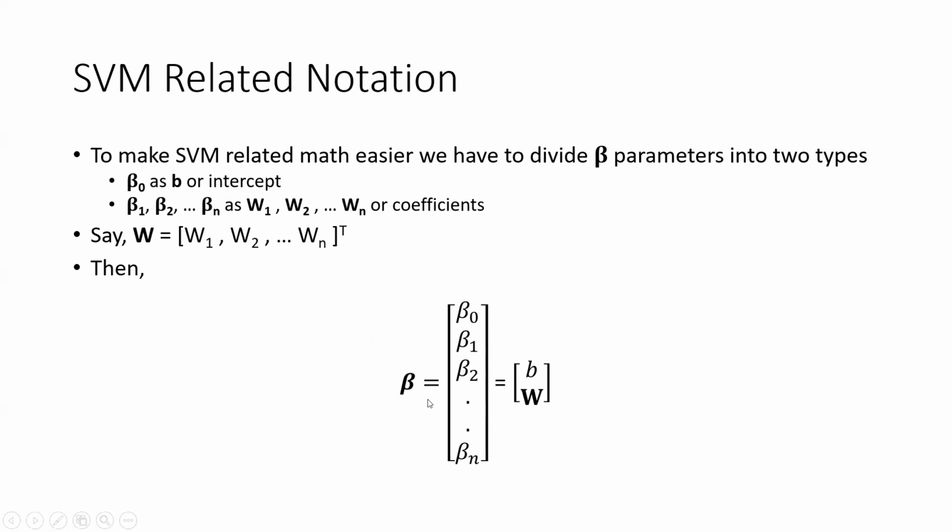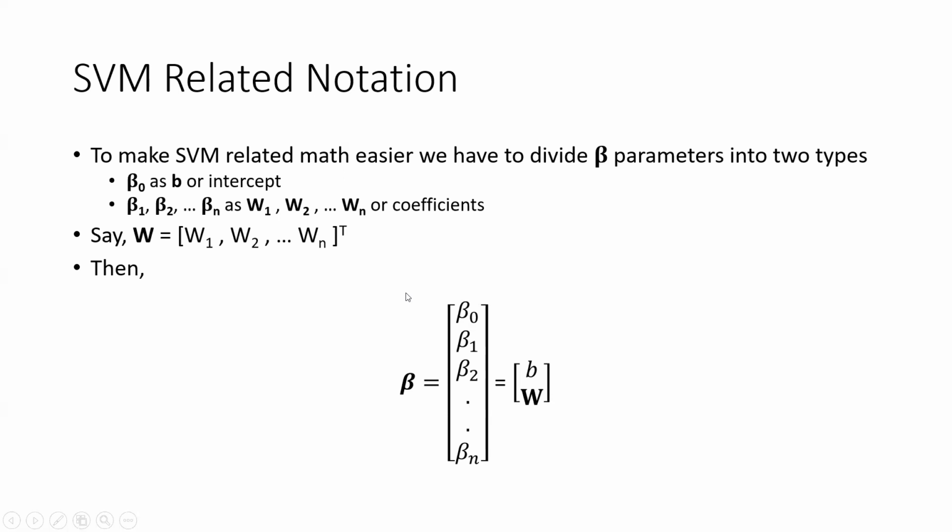And this beta vector is represented in a somewhat different way when it comes to support vector machines, right? Instead of using beta 0 to beta n, we will have two values: beta 0, we call it b, and from beta 1 to beta n, we call it the capital W vector. So b is a scalar value, equal to beta 0, and capital W is a vector corresponding to the beta 1, beta 2, and beta n values, right?